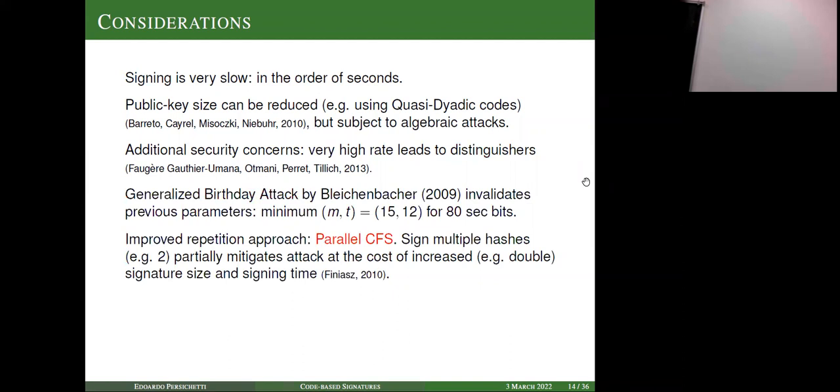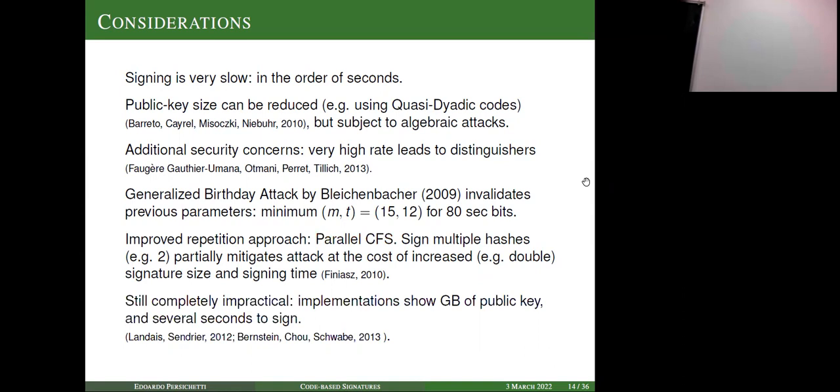We can maybe mitigate this. What people have been trying in the subsequent years is to do some tricks, like for example, using parallel CFS. The idea is to sign multiple hashes at the same time to mitigate this attack. But in fact, you cannot really exploit this. You do it like twice. So multiple is just twice. Okay? So it's really not ideal still. So you double the signature size and the signing time, but maybe you're able to choose better parameters, but it still doesn't fundamentally solve the problem.